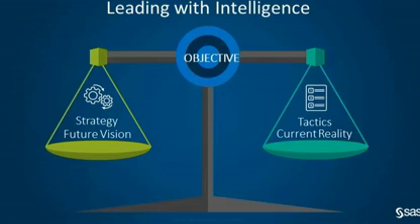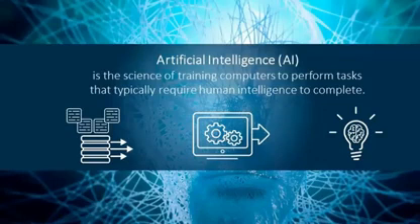And the idea is that if we can harness the strengths while acknowledging the weaknesses of machines and artificial intelligence, we can use the current reality of where technology is today to achieve a future vision of success. So the next question is, what is artificial intelligence and what is the current reality? So simply put, artificial intelligence is the science of training computers to perform tasks that typically require human intelligence to complete. So the machine can learn from data that is provided by identifying patterns and relationships that are present.